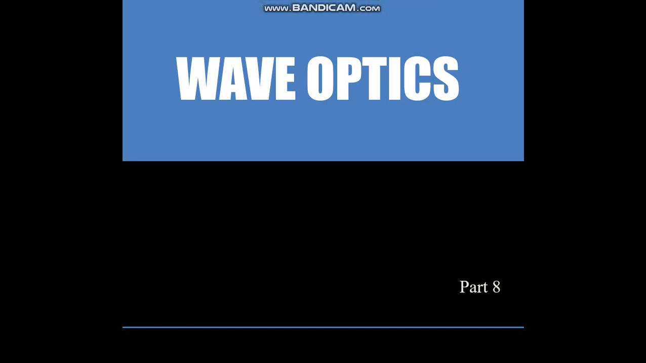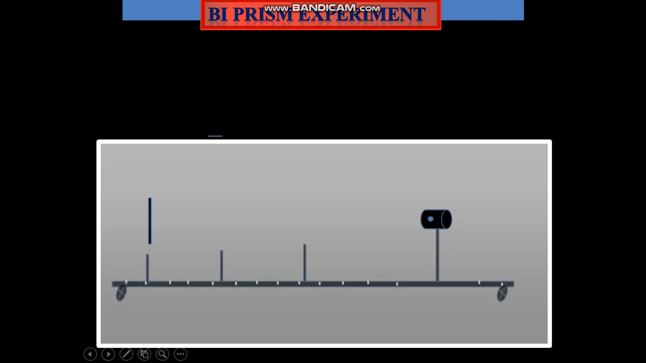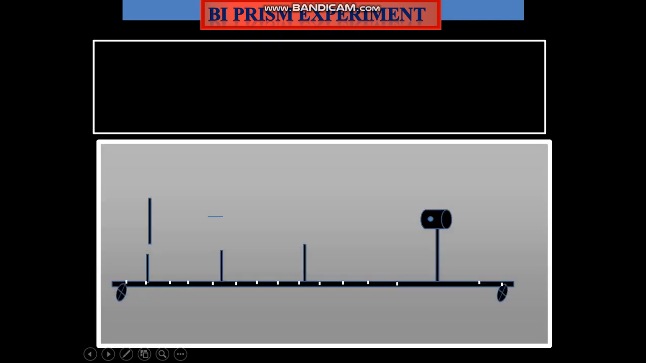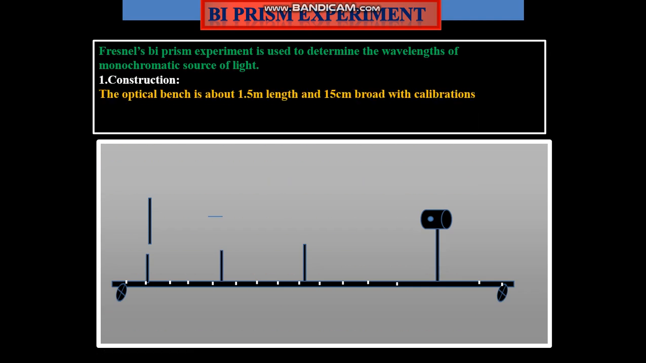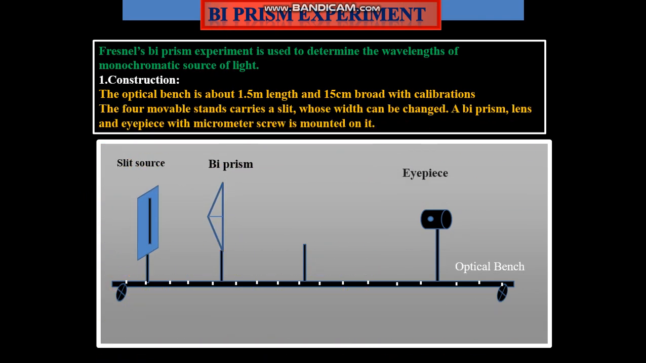Part 8. Last time we had seen the biprism experiment. We had seen that it consists of an optical bench. We have a Fresnel's biprism, which is used to determine the wavelength of a monochromatic source of light. The optical bench is about 1.5 meters in length and 15 centimeters broad, with calibration.